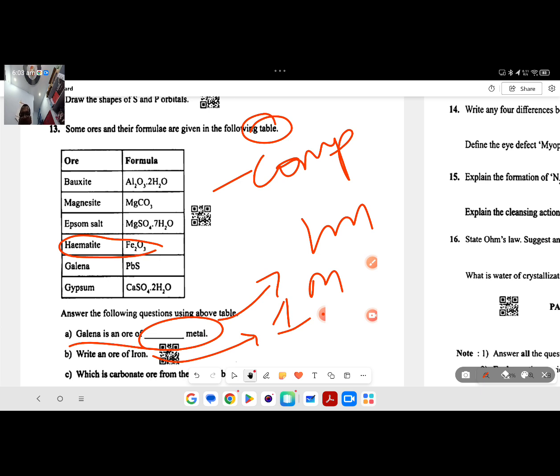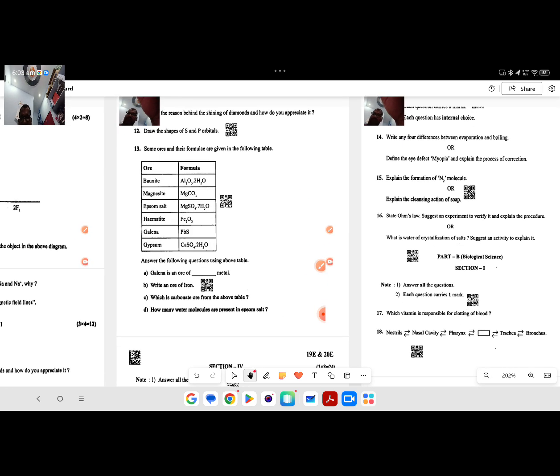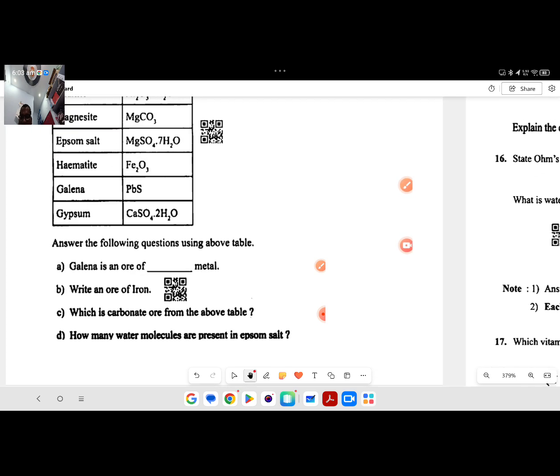Right. Galena is dash ore. So what is present here? Sulfur. So it's sulfur. Sorry, metal is asking. Metal is what? Lead. Pb. Right. Next. And next question is what? Which carbonate? Which is the carbonate ore from above table? Where you get carbon? Just look at here. Calcium carbonate is present here. Magnesite. So directly written magnesite or MgCO3.